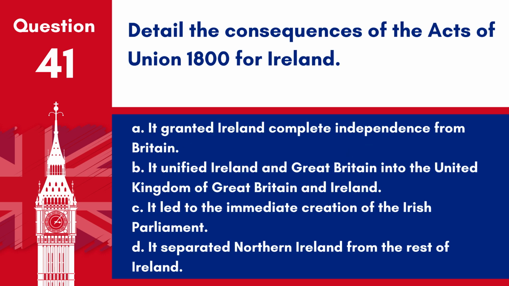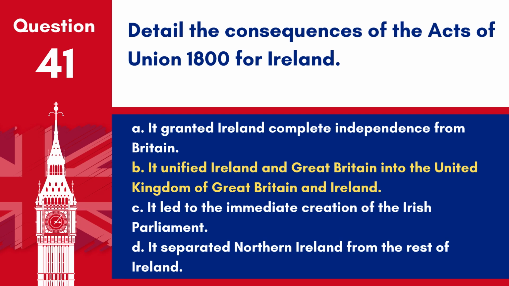Question 41. Detail the consequences of the Acts of Union 1800 for Ireland. A. It granted Ireland complete independence from Britain. B. It unified Ireland and Great Britain into the United Kingdom of Great Britain and Ireland. C. It led to the immediate creation of the Irish Parliament. D. It separated Northern Ireland from the rest of Ireland. Answer: B. It unified Ireland and Great Britain into the United Kingdom of Great Britain and Ireland.